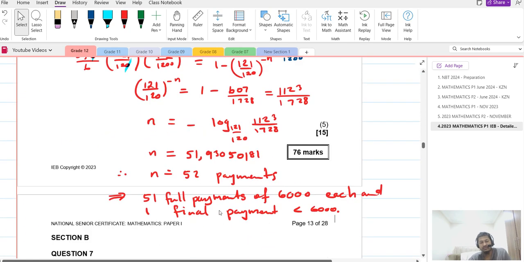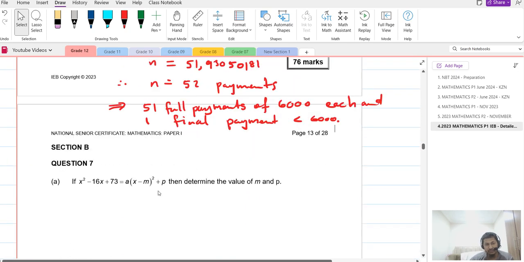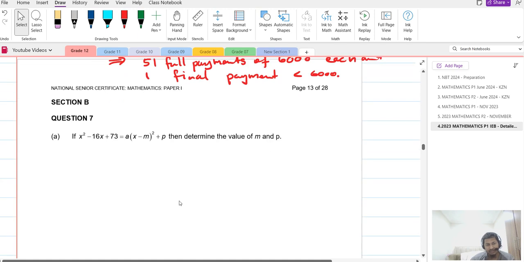Much better problem. Now let's solve the next problem, which is x squared minus 16x plus 73 is equal to a times (x minus m) all squared plus p. Then determine the values of m and p. So to find the values of this, this is basically completing the square, right? So you want to complete the square here.